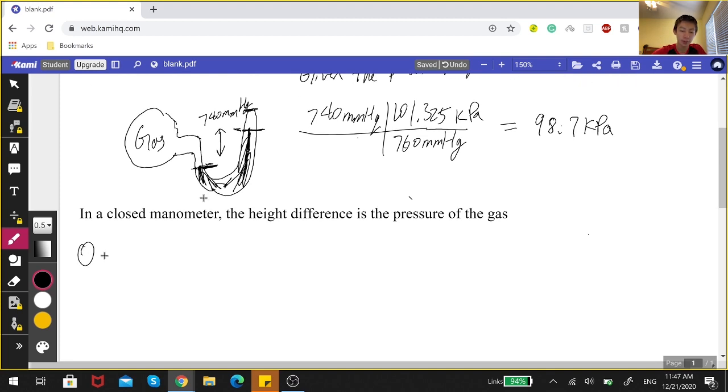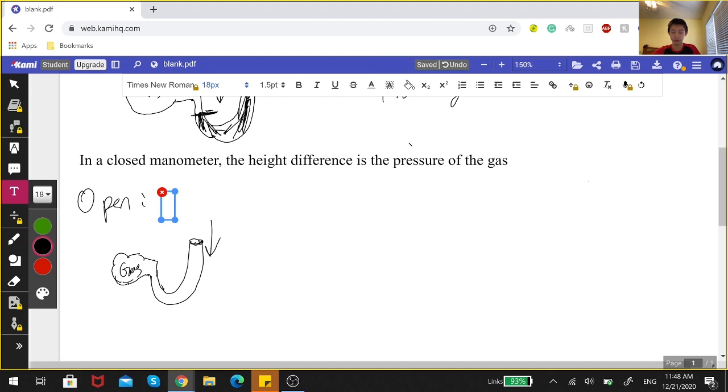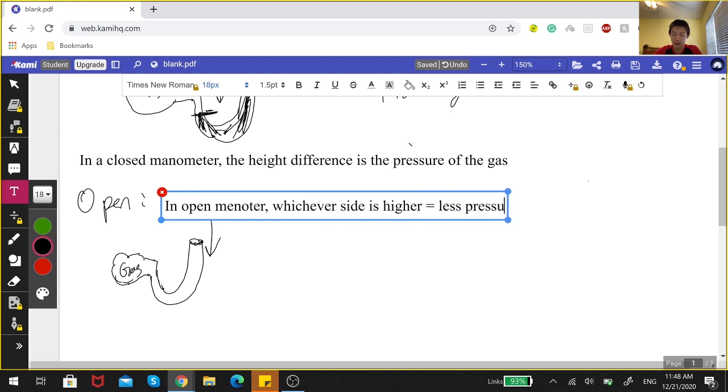Now our second type, we have an open manometer. And an open manometer looks like this. We have our gas, and then this part is open, so air can go in from here as well. And when you're dealing with the open manometer, whichever side is higher is the one with less pressure. And after that, you add or subtract the pressures depending on what you're given.